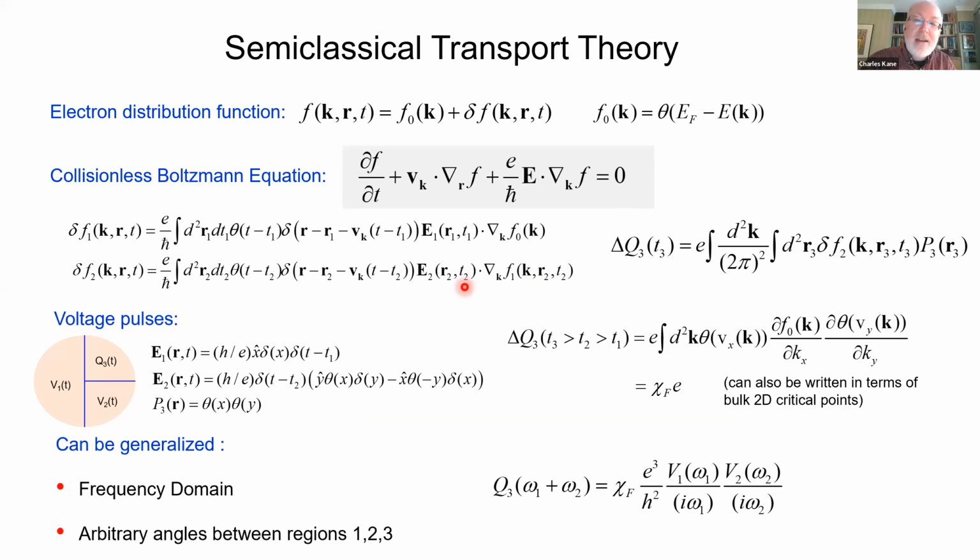And then after the second pulse, what we want to do is compute the charge that goes into the third lead, which is just integrating. So this is a fairly straightforward calculation that you can write down. Basically the integrals that you end up having to do are just integrating over delta functions, so they're not too hard to do.